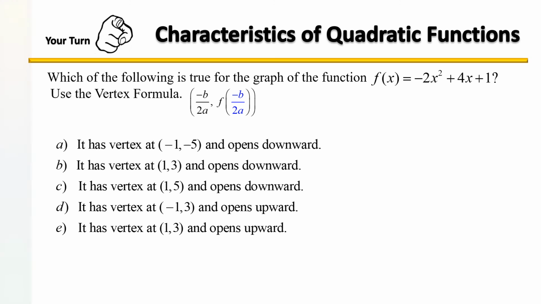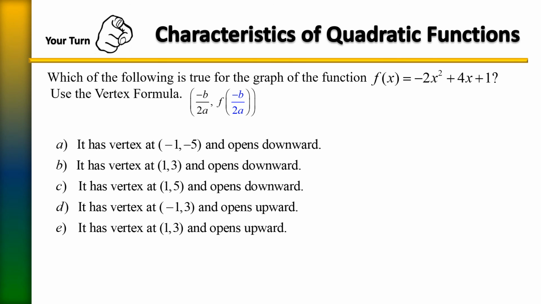And now it's your turn. Which of the following is true for the graph of the function f of x equals negative 2x squared plus 4x plus 1? I want you to use the vertex formula. Pause the video and see if you can identify where the vertex is and whether this parabola will open upward or downward. Okay, so how'd you do? All right, so if you did it correct, the correct answer should be B.